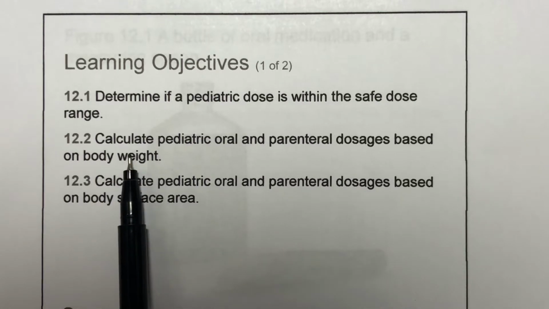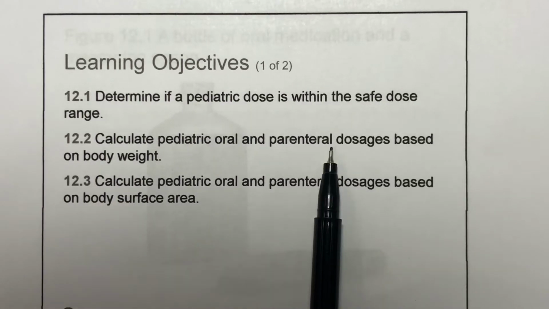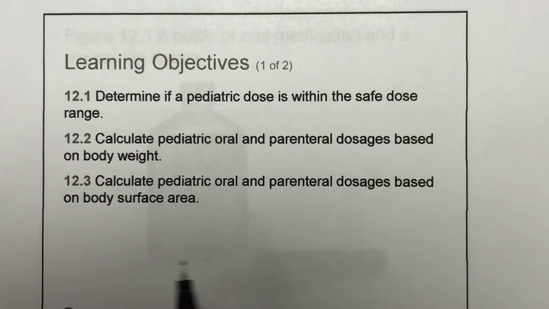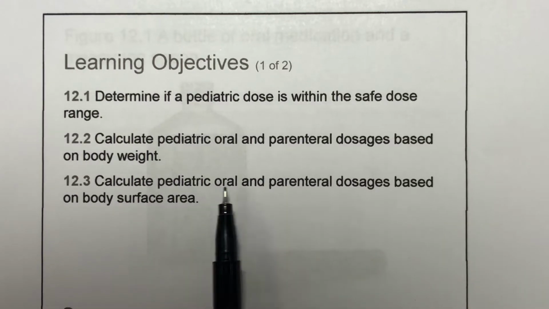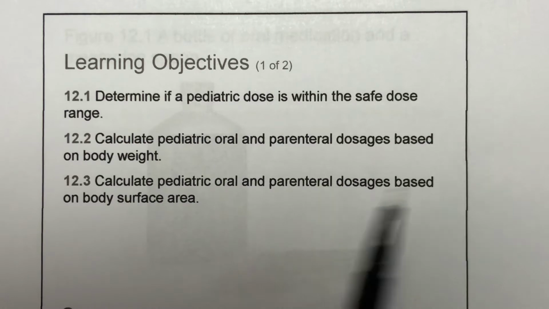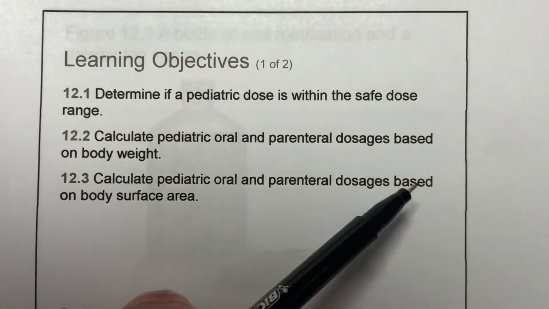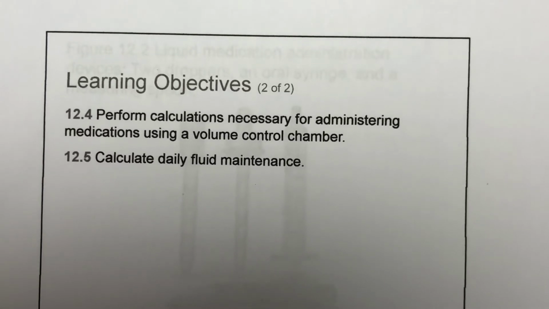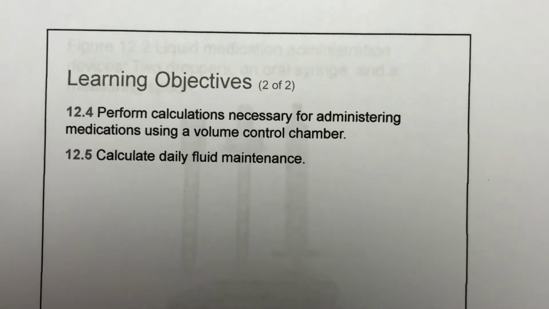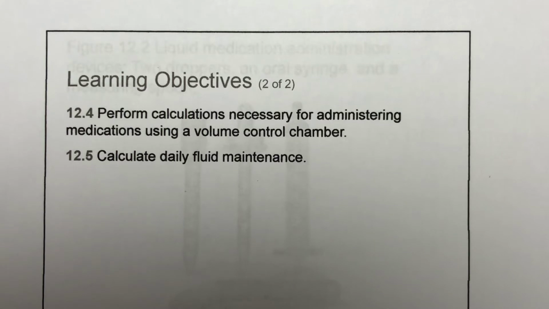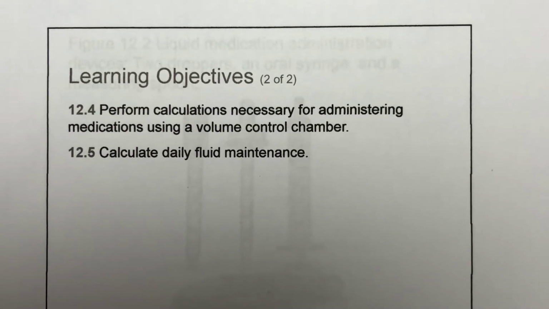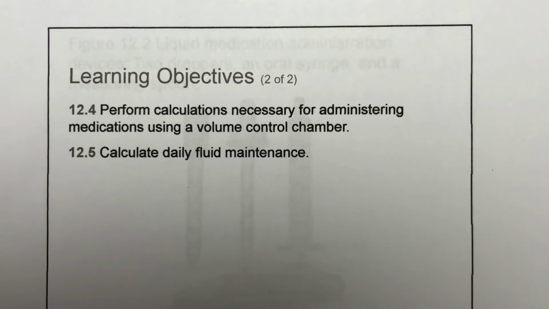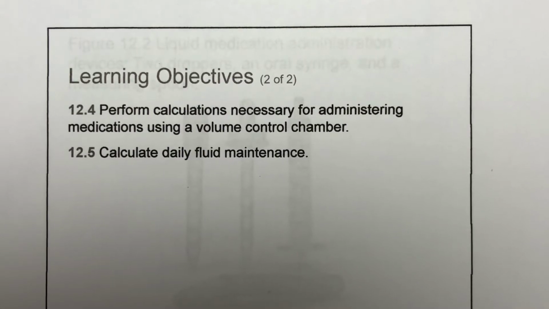We're going to talk about how to calculate pediatric oral and parenteral dosages based on body weight. We're going to calculate pediatric oral and parenteral dosages based on body surface area. And we're going to perform calculations necessary for administering medications using a volume control chamber and calculate daily fluid maintenance. There's not a whole lot that is new in here. It's the same kind of mathematics we've been doing. It's just a slightly different context.